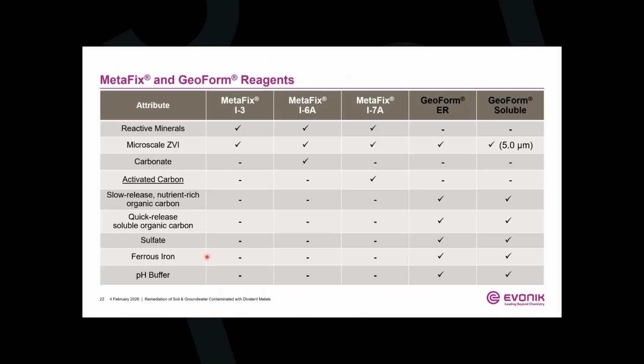Now let's look in a fairly granular way at the reagents we're speaking of for treating divalent heavy metals. The first three are our Metafix family of reagents. They have one thing in common. All three formulations, I3, I6A, and I7A, are all based on a blend of reactive minerals.